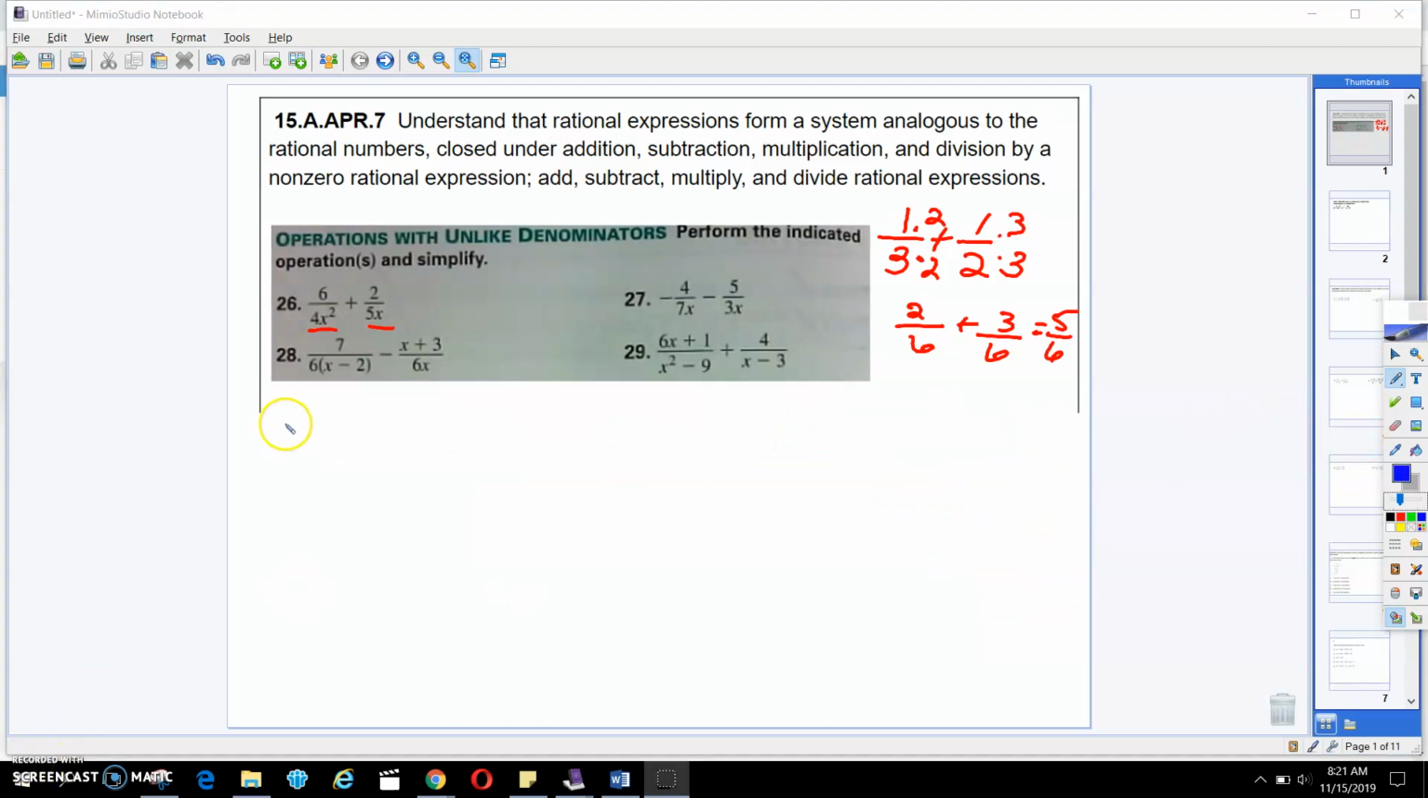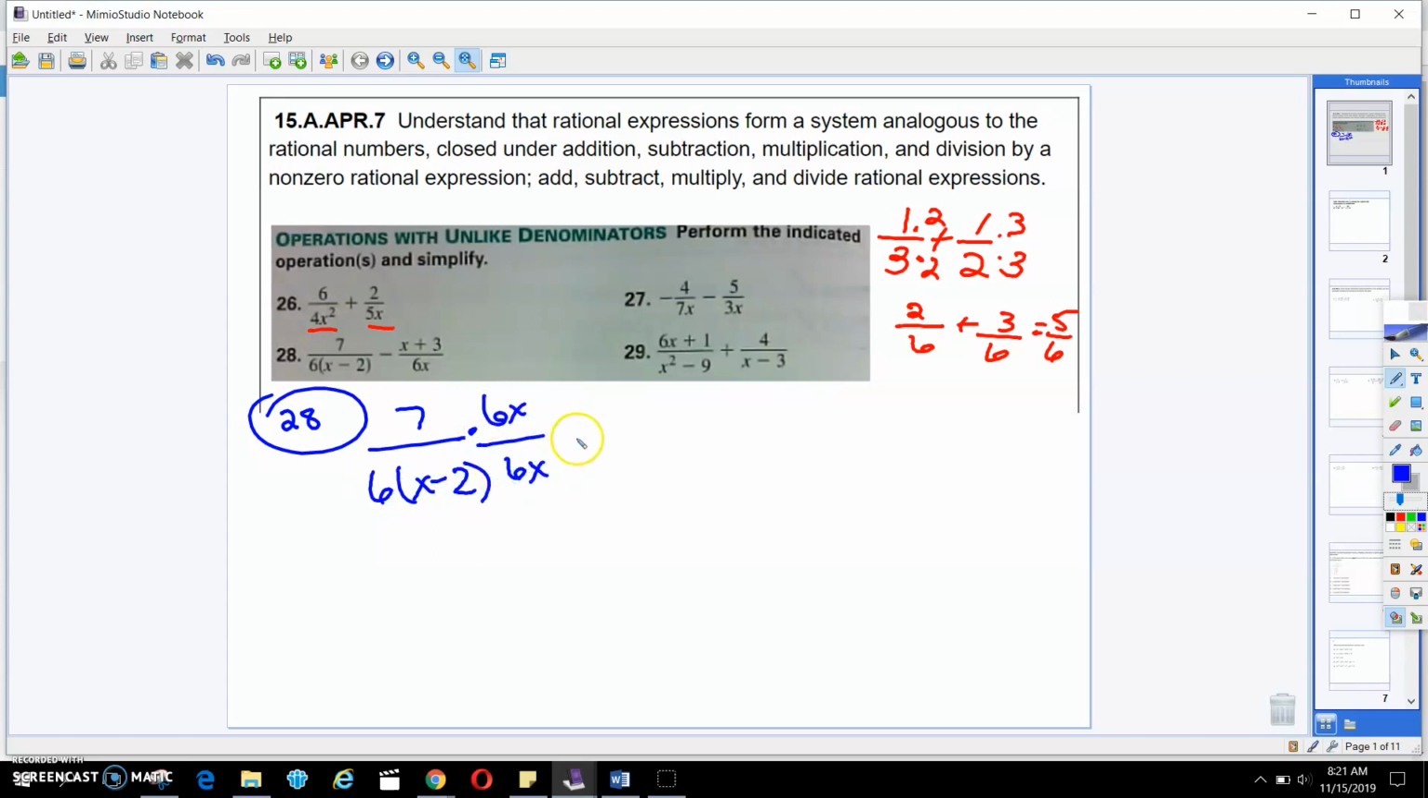All right, so on this next one, 28, same process. We're going to take those denominators and multiply by them for each fraction. So, for instance, we're going to multiply by 6x over here in the top and the bottom, and we're going to multiply by 6 times x minus 2 over here in the top and the bottom. Now what we're going to get is 42x from up here. And when you multiply this, you've got to make sure there's this negative right here, so you want to distribute this negative x out.